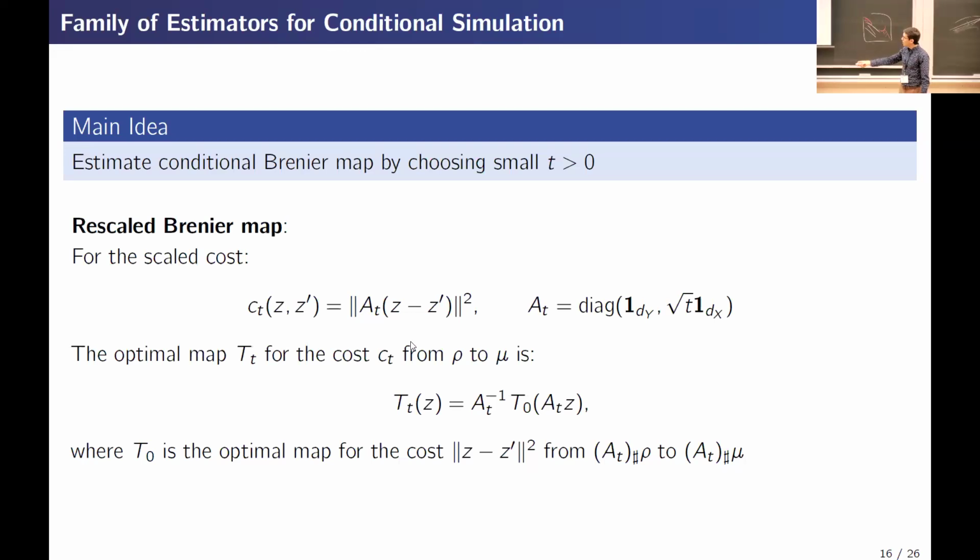And what one can write is that this optimal map T_t can be written as taking a map T_0, which is optimal with respect to the standard Euclidean costs just by a simple change of variables, and pre and post multiplying by this scaling matrix A_t. So if we have some estimator for standard Brenier maps, any known estimator, then we can just plug this in and we'll get an estimator for this rescaled cost.